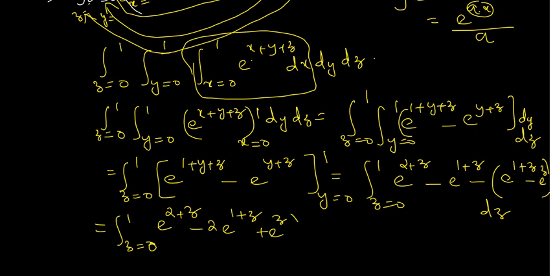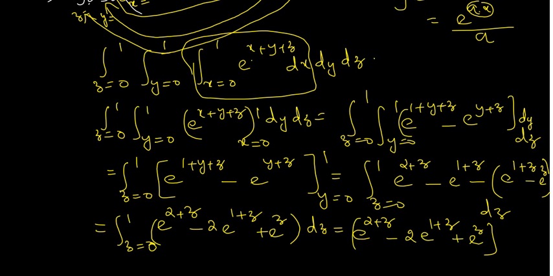With respect to z, again we have to integrate. What's the integral of e raised to 2 plus z? e raised to 2 plus z itself, divided by 1, which is not needed. Then 2 into e raised to 1 plus z, again e raised to 1 plus z. e raised to z is e raised to z itself. And substitute z from 0 to 1.